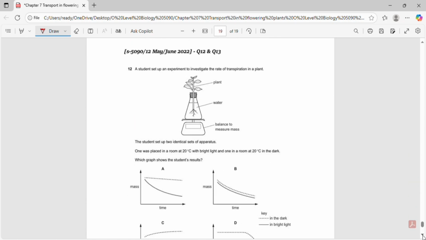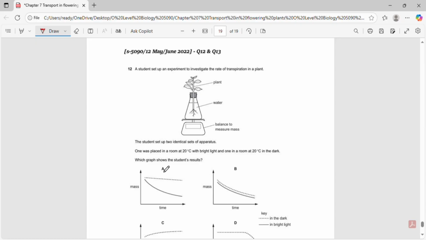A student set up an experiment to investigate the rate of transpiration in a plant. The student set up 2 identical sets of apparatus. One was placed in a room at 20 degrees Celsius with bright light and one in a room at 20 degrees Celsius in the dark. And out of all the options, which graph shows the student's results? So, the correct answer is A.